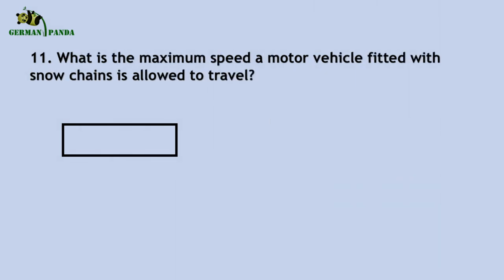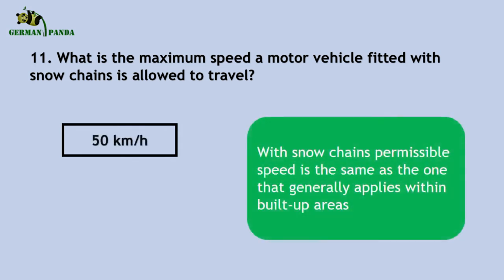What is the maximum speed a motor vehicle fitted with snow chains is allowed to travel? (50 kilometers per hour). With snow chains, the permissible speed is the same as the one that generally applies within built-up areas.